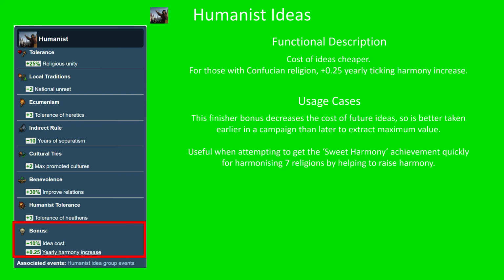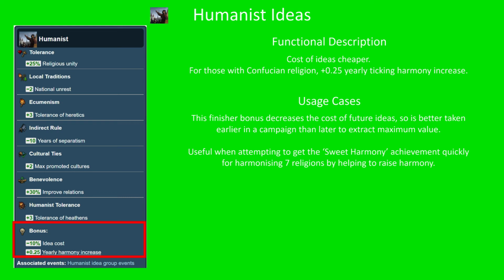And the finisher. What does the finisher do for Humanist? It provides you with a reduction in idea cost, so all the ideas you purchase from then on are cheaper, as well as for those with Confucian religion, you get an extra plus 0.25 ticking harmony increase.